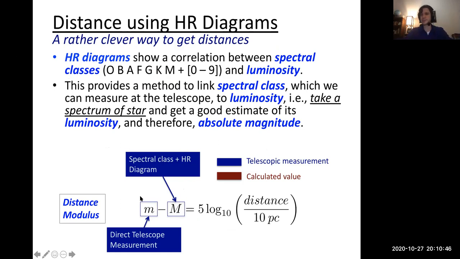We know the distance modulus, apparent minus absolute magnitude, which leaves the only thing that we don't know in this equation is the distance. So we could solve for the distance. And therefore, we get the distance to the star without ever having to make a stellar parallax measurement. A new method to determine distance.